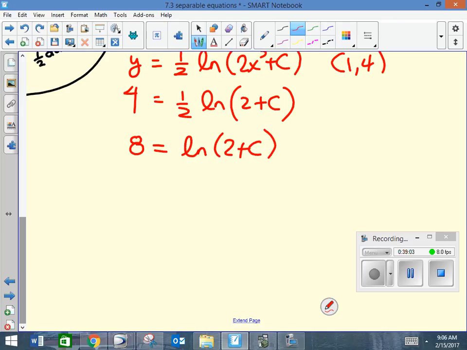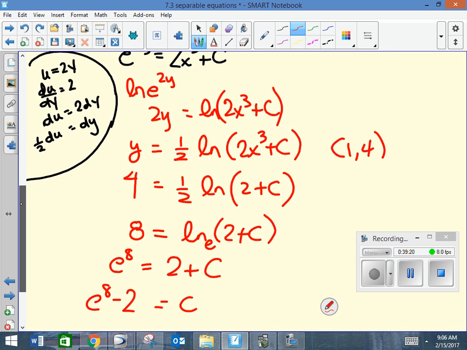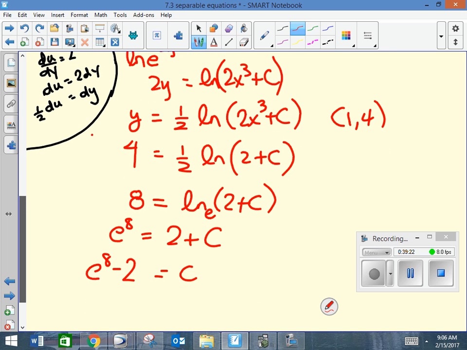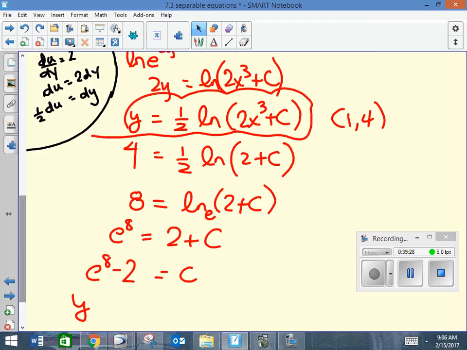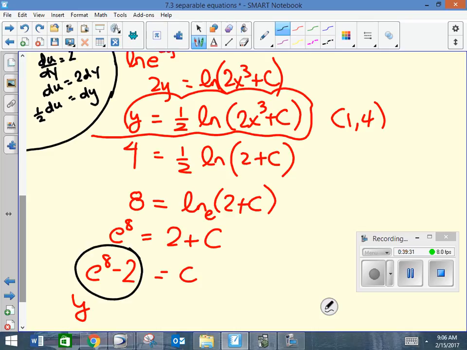Now, here we go back. We got to find the c again. So what do we do? E to the 8th equals 2 plus c. C equals e to the 8th minus 2. Okay, everybody get there? So here's your general solution. And the C, and I'm just gonna. Okay, and by now you've figured out that it is choice D. Okay?